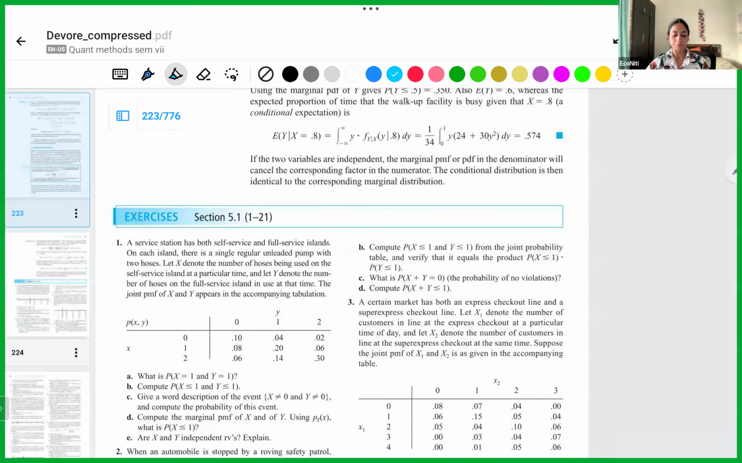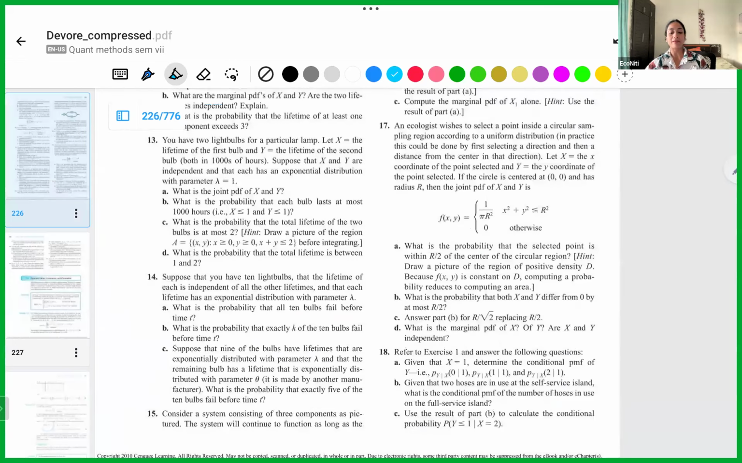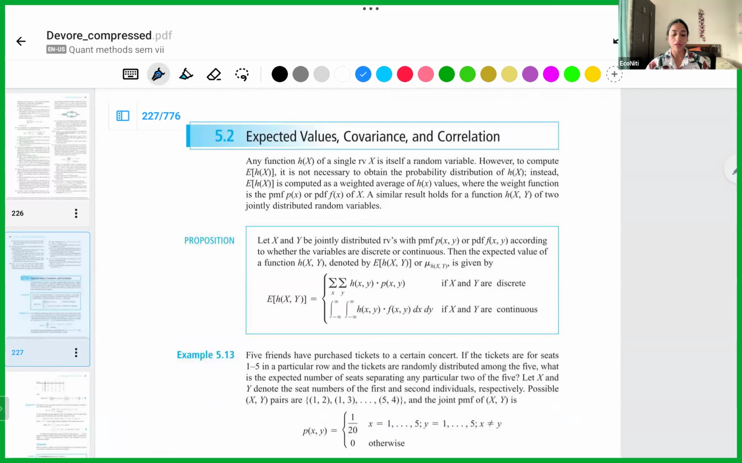All right. Then the last thing that we will do today is expected values, covariance and correlation. The definition of expectation is the same. The definition of expectation will always be that you take the value and you do a weighted average, right? So every value has its weight attached, and you sum them up. So if it is discrete, you will have the value, right?